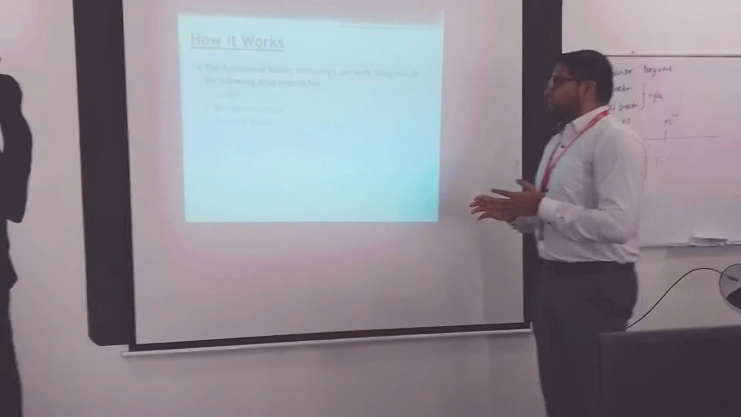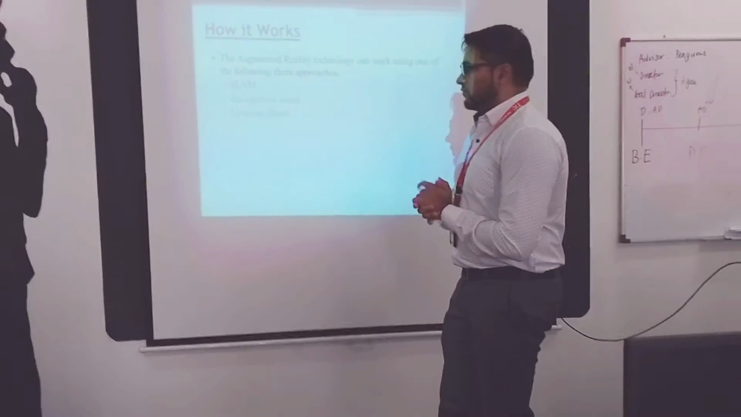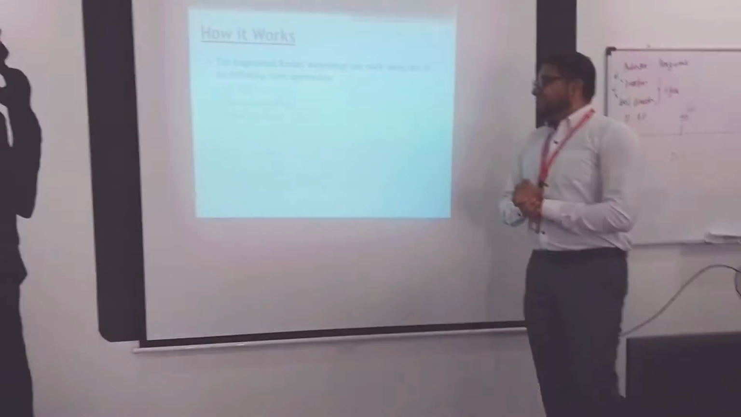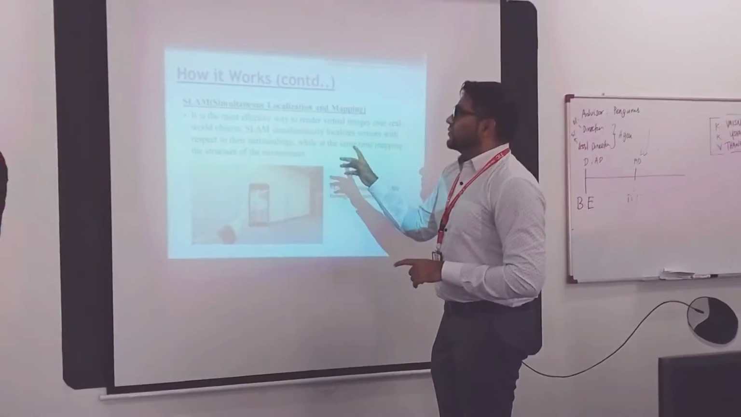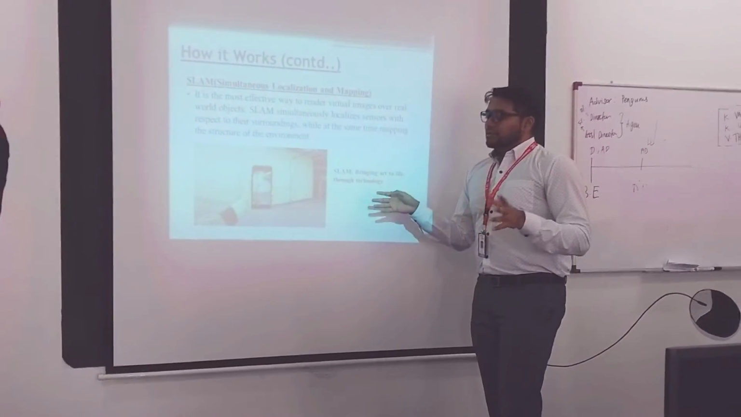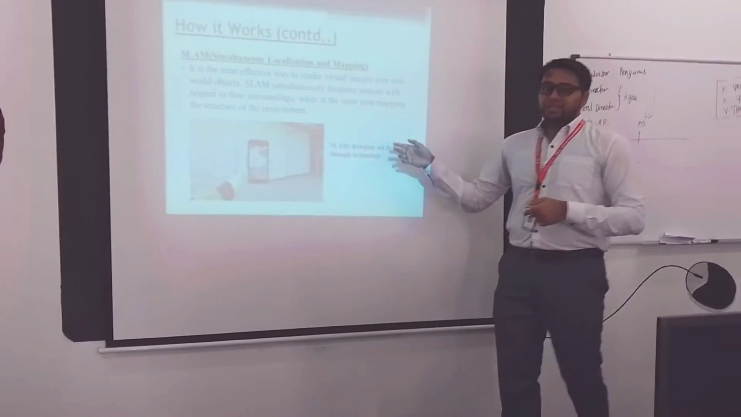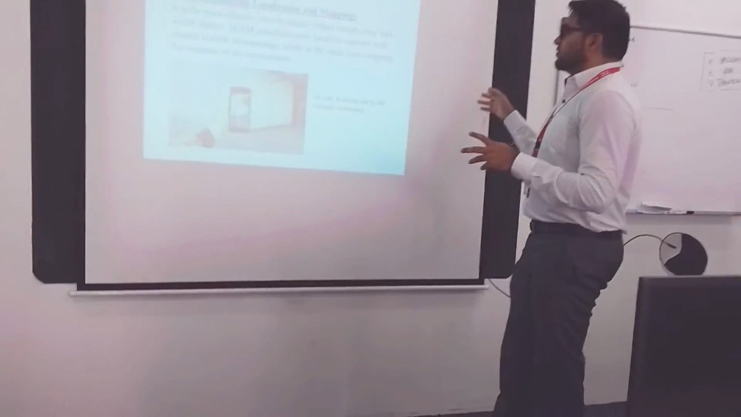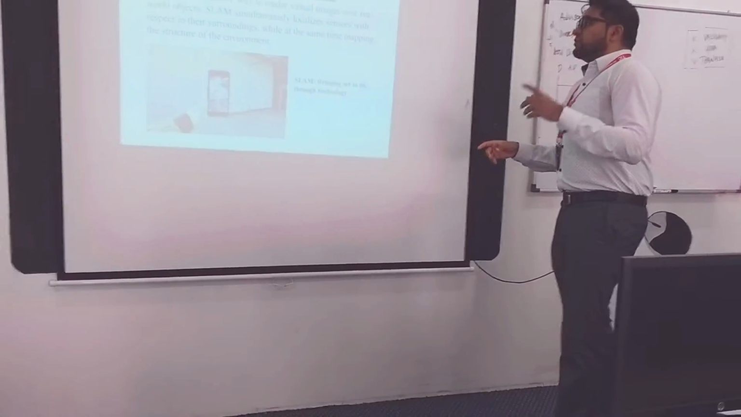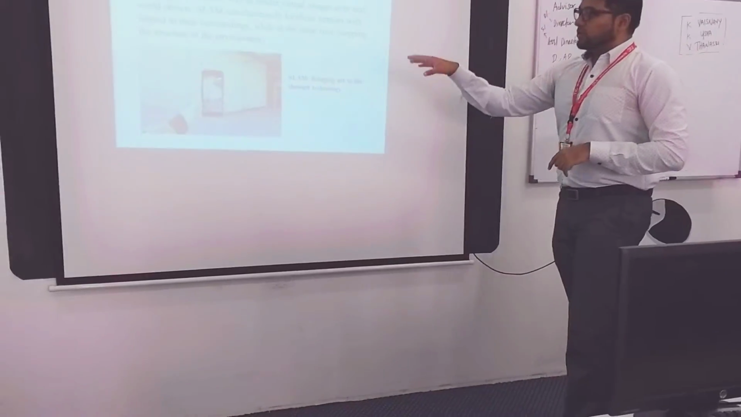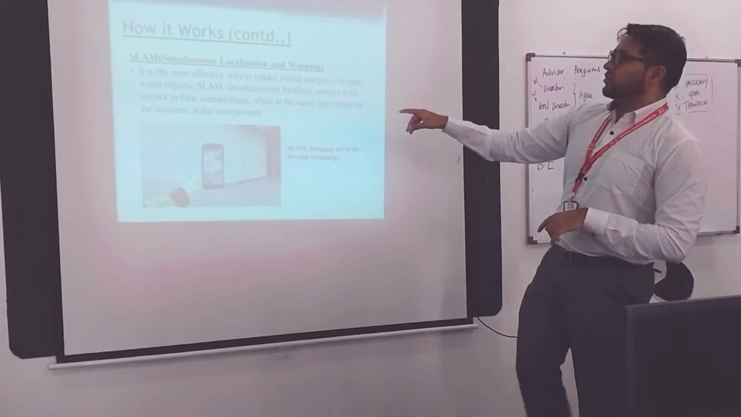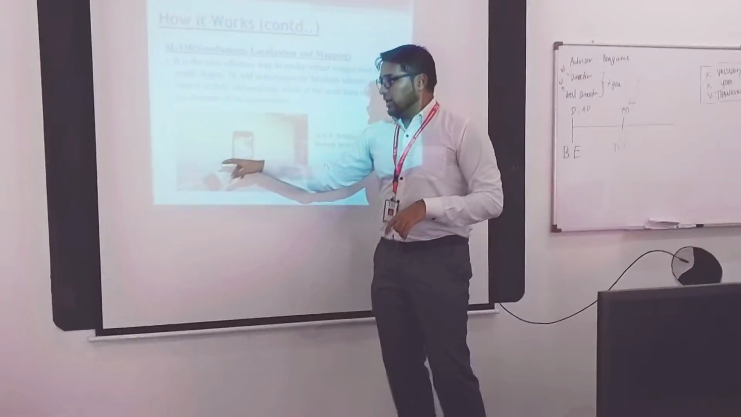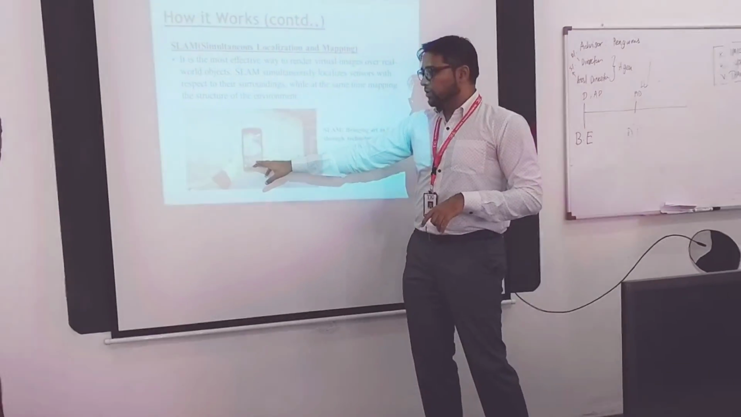Okay, so now we are going to talk about how it works. There are three ways in which augmented reality works. The first one is SLAM, the second is recognition based, and the last one is location based. So first is SLAM. SLAM stands for simultaneous localization and mapping. It is the most effective way to render virtual images over a real world object. SLAM simultaneously localizes sensors with respect to their surroundings while at the same time mapping the structure of the environment. As you can see, in the real background image, there is no such thing as what is visible on the screen.